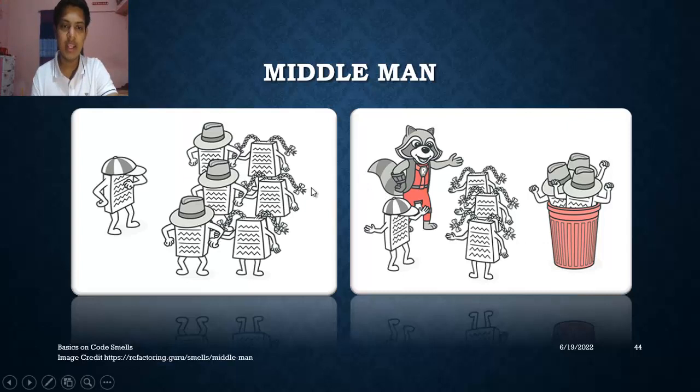Middleman. In our code, we can see that the three classes have three same features as a middleman. So we have to remove this middleman and make our code more maintainable.